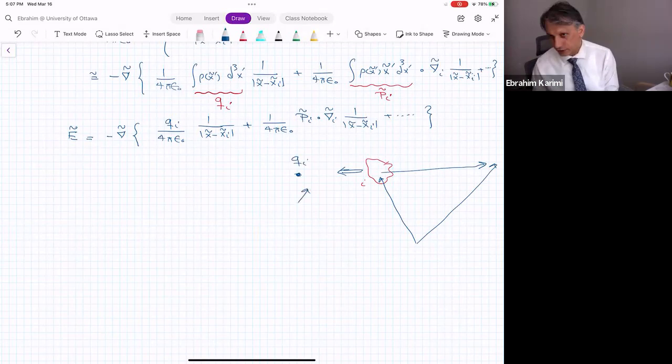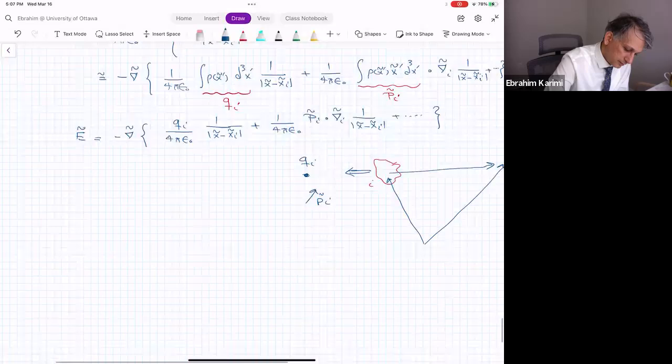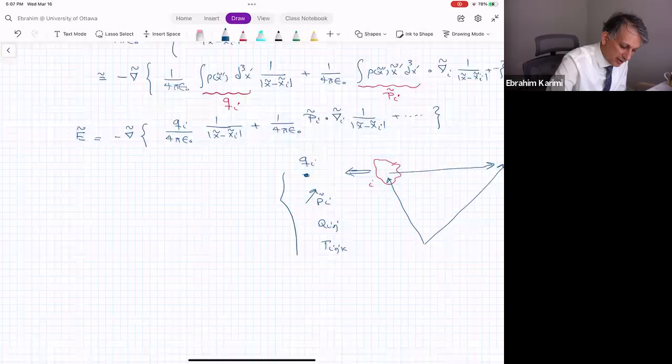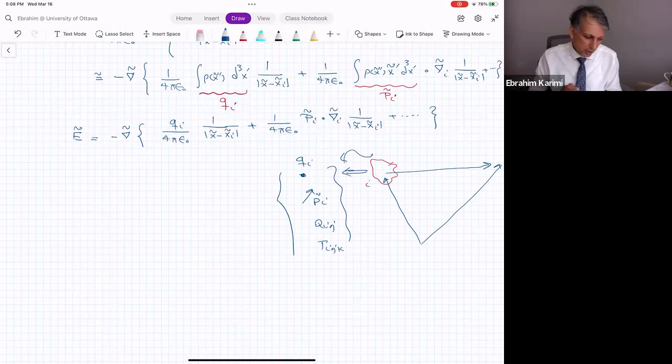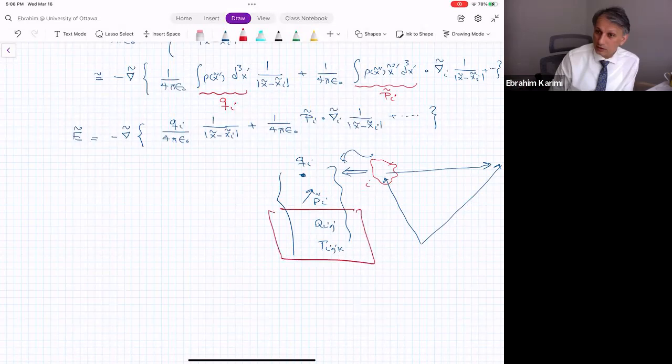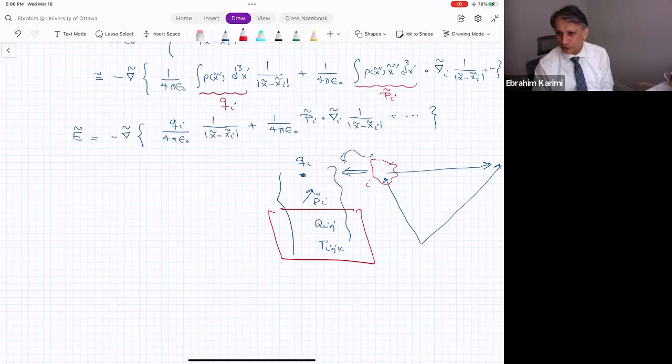It can be a dipole of Pi. And then it will be a quadrupole, which is a tensor, essentially, a quadrupole of Qij. Or an octupole, which will be Tijk. So that will be the approximation. The entire molecular structure will be expanded in those terms. We don't consider the rest because they are extremely small. We only consider these two, which is what we call the monopole and dipole approximation.